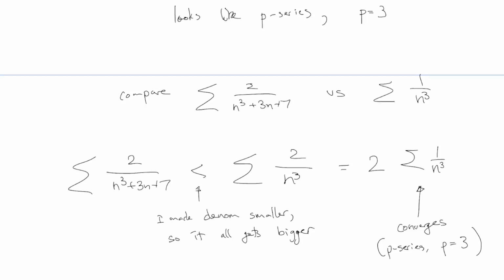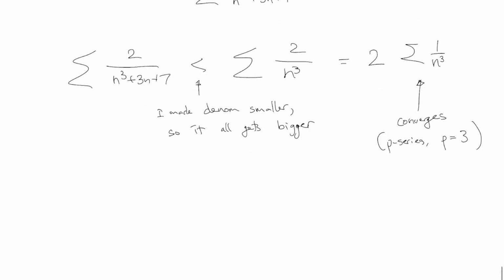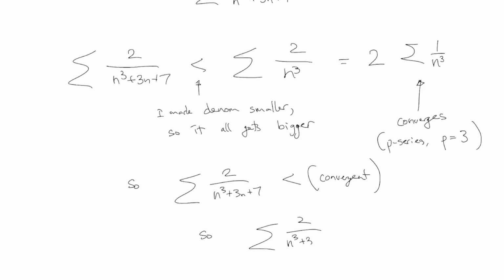All right? So what have we said throughout here? The thing that I started with is actually less than something that converges. That means this thing also converges. It can't go to infinity because it's less than this, and this does not go to infinity. So this 2 over n cubed plus 3n plus 7 is less than something convergent. So that means what I started with is also convergent. This is the idea behind the comparison tests. You start with something weird, you do some inequalities to it to change it into something that looks familiar. And then based on whether that thing converges or not, you can say whether the original thing converges or not. All right. This is the comparison test.